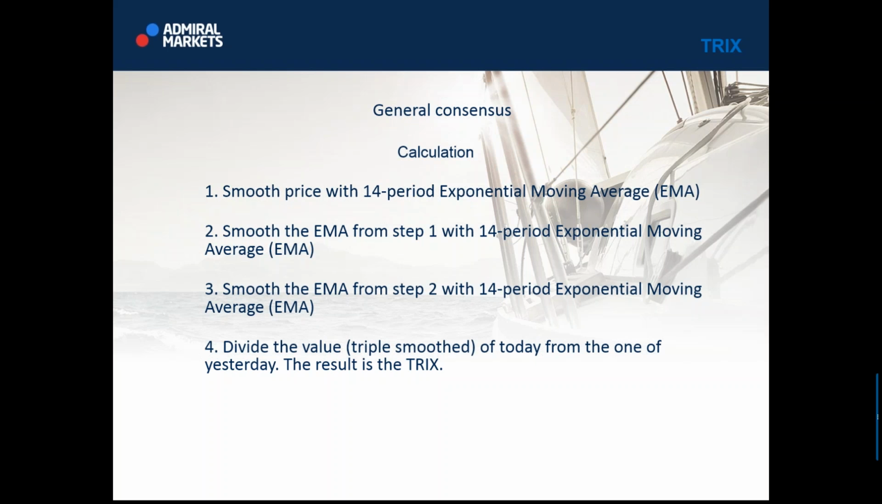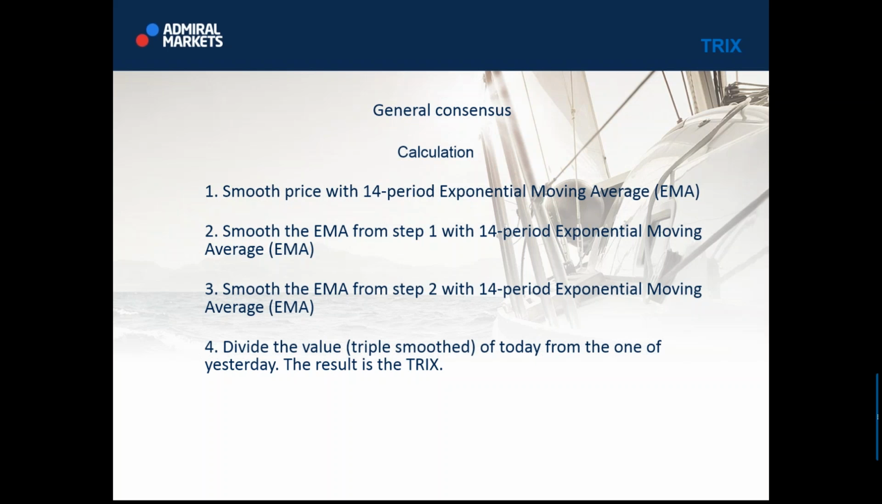Then the next step is to smooth the EMA from step 1 with a 14 period exponential moving average. Then the third step is to smooth the EMA from step 2 with a 14 period exponential moving average. And when all that is smoothed out, we divide the triple smoothed value of today by the one of yesterday, and then you should have a Trix indicator. This might sound confusing to you, but actually, guys, it's not, because this indicator is very straightforward.